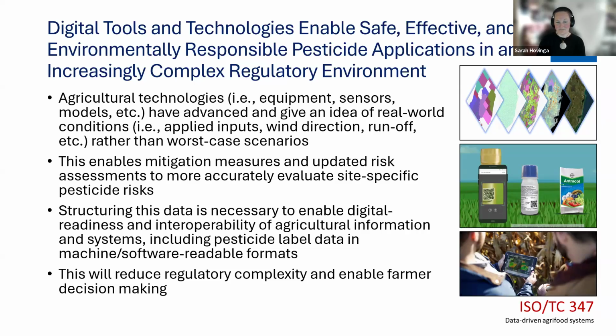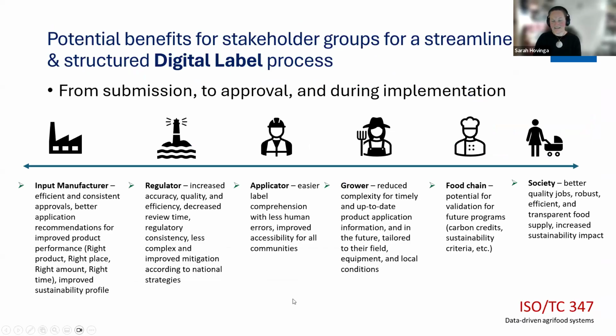And we'll get into this a little bit more in terms of what structured data opportunities are here, but really thinking about how to structure the information, such as pesticide labels, to enable the digital readiness that this future state requires, and interoperability of this agricultural information to enable farmer decision making and respect the regulatory complexity that's required.